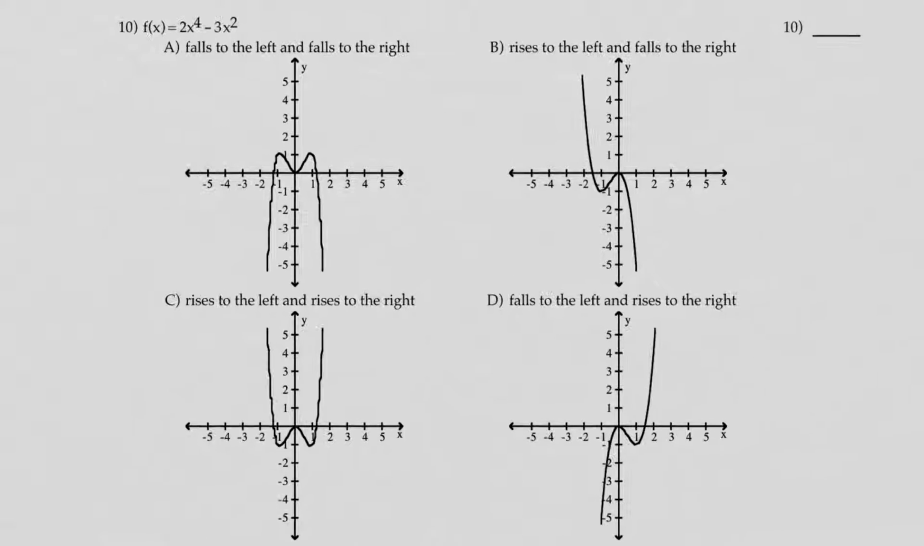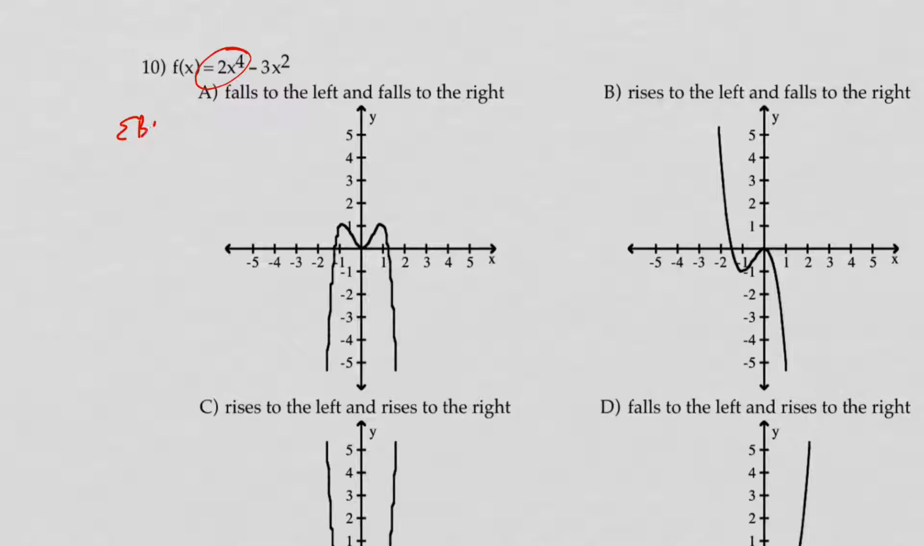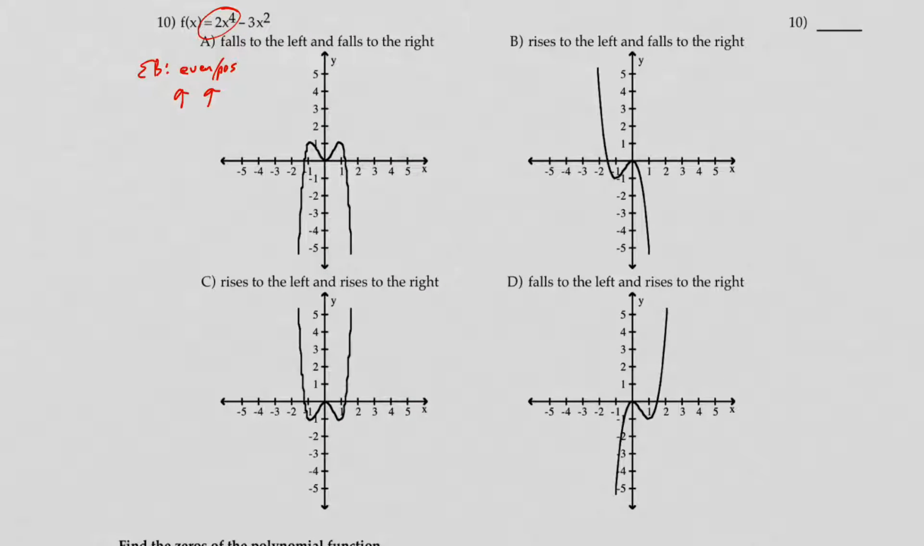Let's take a look at number 10. So the end behavior there is even and positive, so they're both going to be going up. And we can see that right there, as we have our end behavior both going up. The left and the right are going up.